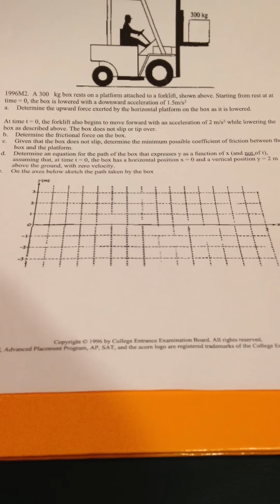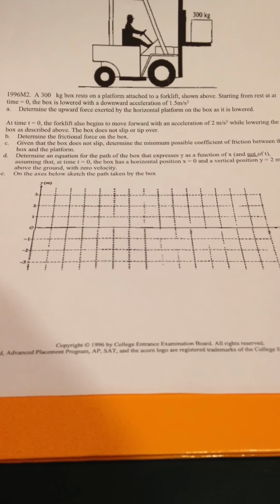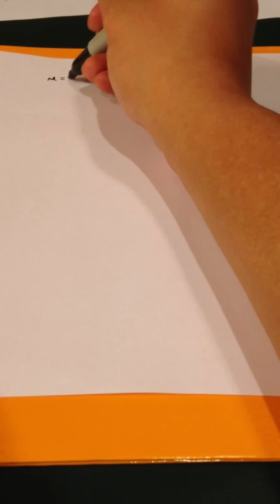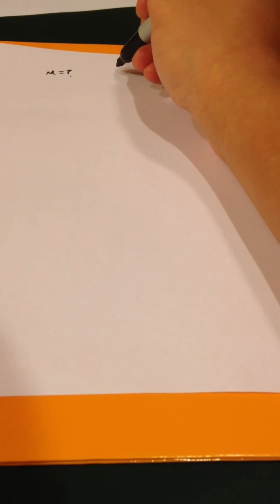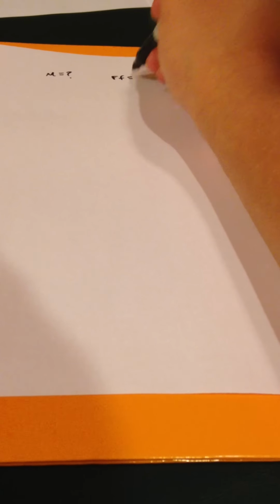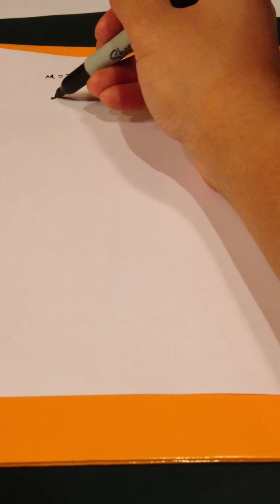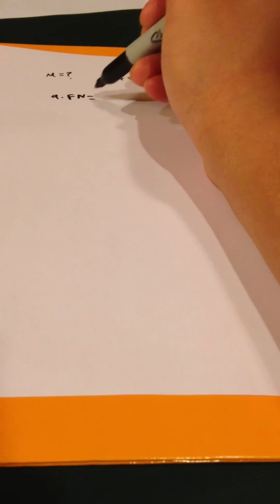Part C asks, given that the box does not slip, determine the minimum possible coefficient of friction between the box and the platform. So in this portion, we're solving for the mu constant, and some equations that we need to know and recognize are that force of friction is equal to the mu constant times the normal force.